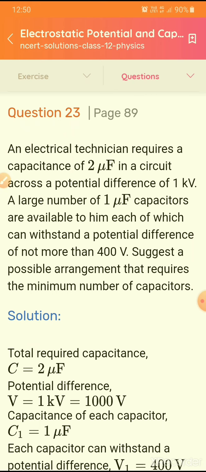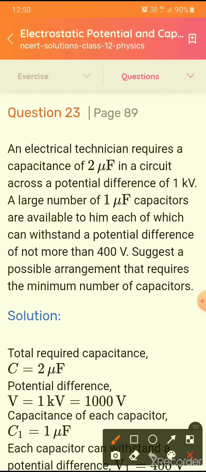So, the technician requires 2 microfarad in the circuit. The potential difference should be 1 kilovolt, and the required capacitance should be 2 microfarad. But here the technician has only lots of 1 microfarad capacitors, and the potential difference for each will be 400 volts only. So how many capacitors does he require to make a circuit of 2 microfarad? That is the question.